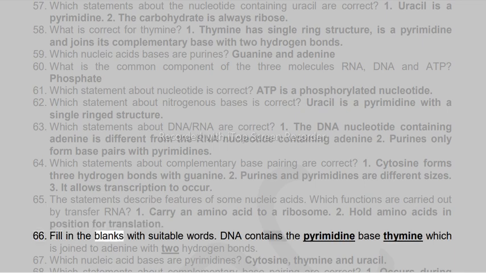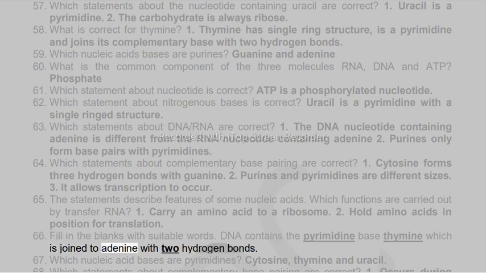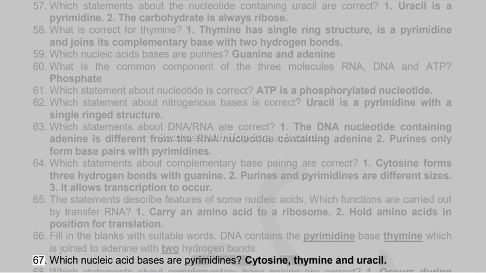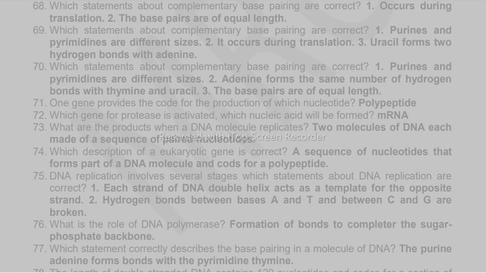66. Fill in the blanks with suitable words. DNA contains the pyrimidine base thymine, which is joined to adenine with 2 hydrogen bonds. 67. Which nucleic acid bases are pyrimidines? Cytosine, thymine, and uracil. 68. Which statements about complementary base pairing are correct? 1. Occurs during translation. 2. The base pairs are of equal length.